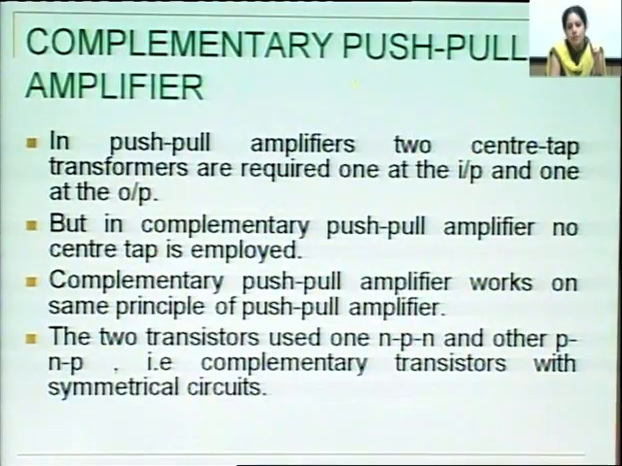But in the complementary push-pull amplifier, no center tap is employed. That is, the center tap is vanished, and otherwise it works on the same principle as the push-pull amplifier. That is, for one positive half cycle one transistor is working, and for the other half cycle the second transistor will be working. But the two transistors used here are complementary to each other. That is, if one is NPN, the other is PNP. That is, complementary transistors with symmetrical circuits are employed.